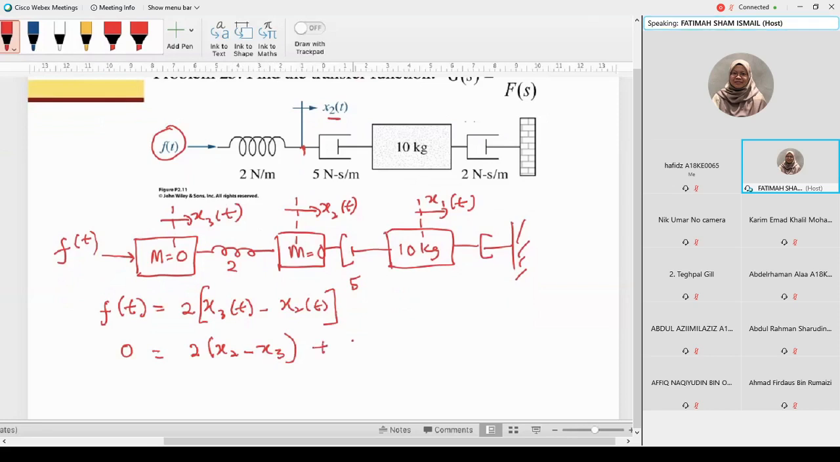So plus 5, also connected to the second M for the displacement x2. 5, what is 5? 5 is the damper. So dx2 over dt minus dx1 over dt. The damper 5 here is connected to the displacement x1 and also to the M0 here, x2. So when our reference is x2, it is x2 minus x1.